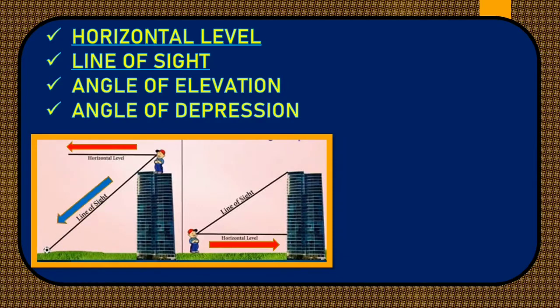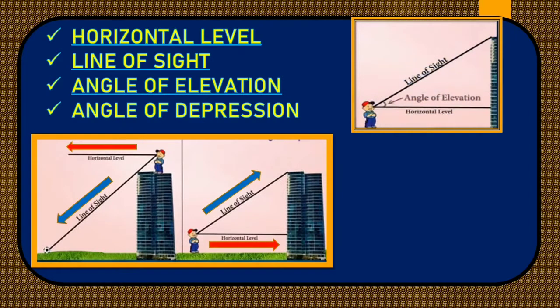Second is line of sight. The line formed from the observer's eye to the point is called line of sight. Whenever the observer is on the ground or on the top of a building, the line is called line of sight. Now, the third one is angle of elevation. When we look up or raise our head, the angle formed by the line of sight with the horizontal level is called angle of elevation.